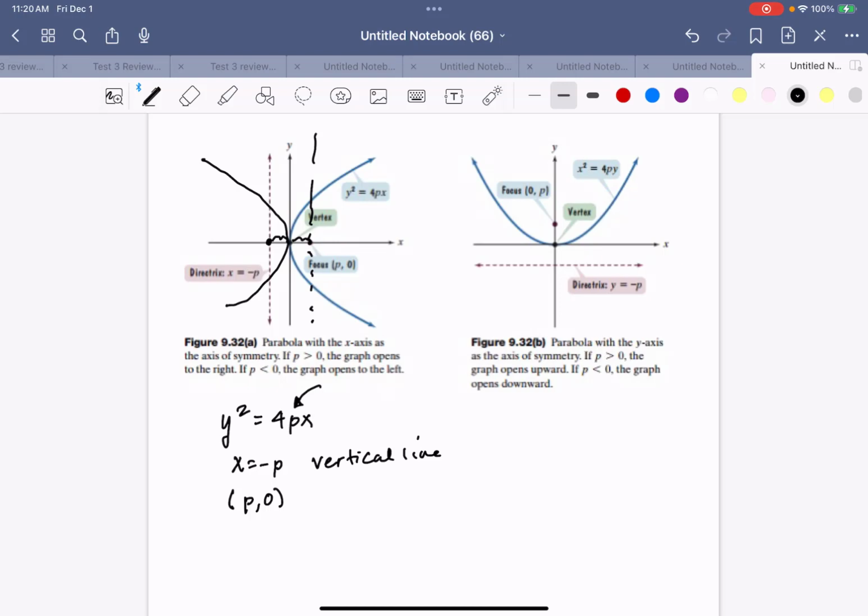Now, if you have a function parabola, it's x squared equals 4py, and your focus, again, we have to find that value p, is at (0, p), and your directrix, that equation is a horizontal line, so it's at y equals the opposite of p. So again, if this is at y equals 2 for your focus, so it would be (0, 2), then this would be y equals negative 2.